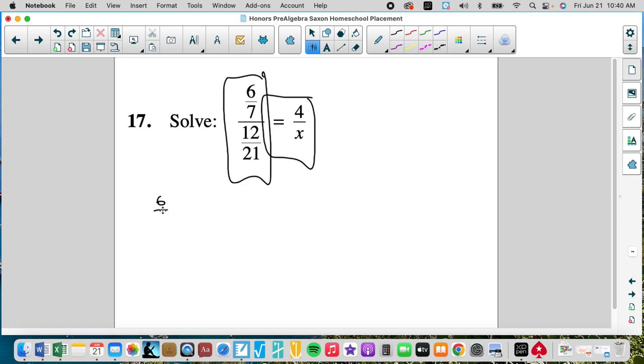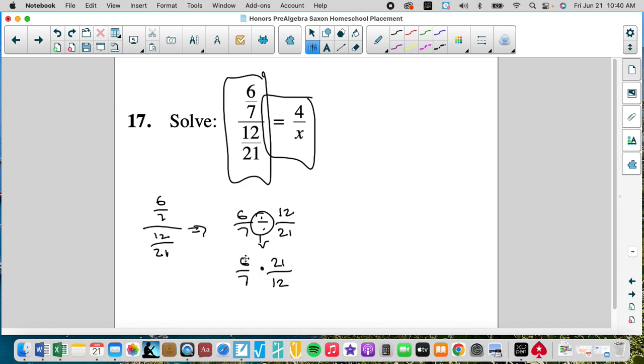So I have 6/7 divided by 12/21. And I'm going to convert this. I'm going to write this as 6/7 divided by 12/21. And then I'm going to convert the division to multiplication. So that gives me 6/7. We're going to keep, switch, flip, I think is what Mrs. Poole teaches you. So we're going to flip that.